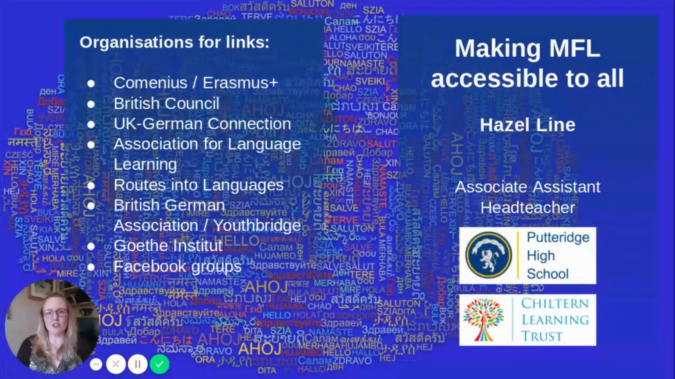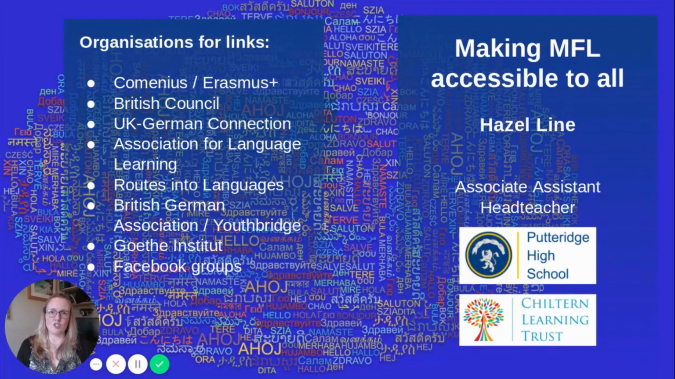So here's a list of the organisations that I personally have used. There are far more out there. Communities is now otherwise known as Erasmus+. British Council have lots of programmes. It really is worth looking at their website. The UK German Connection is also a good source of funding. The Association for Language Learning and Roots into Languages both act as signposts. They will tell you where funding is available. They will give you lesson ideas.